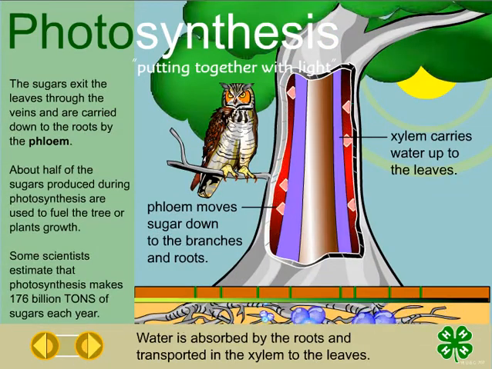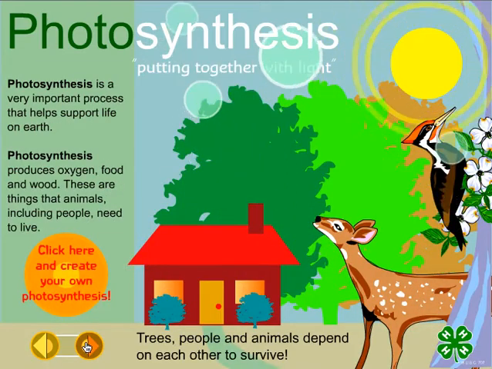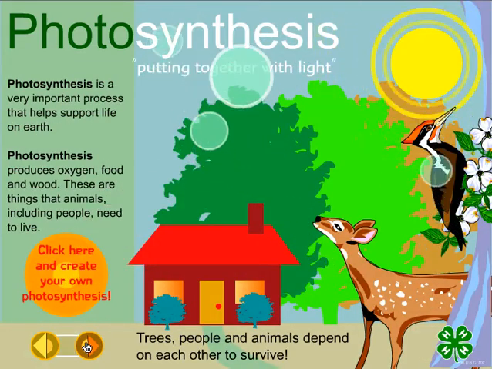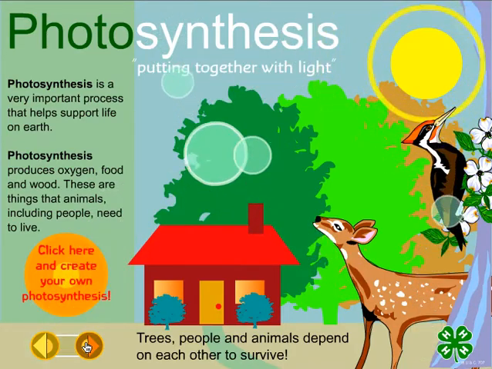The plant uses the sugars that it makes to make it grow. Luckily for us, it doesn't use all of its food. And those leftover sugars are stored in stems, seeds, fruit, and roots. If you take a look at this picture, I'm sure you've eaten a lot of those. Photosynthesis is a very important process because it supports life. Without it, we wouldn't get our oxygen and we wouldn't get much of the food that we intake.